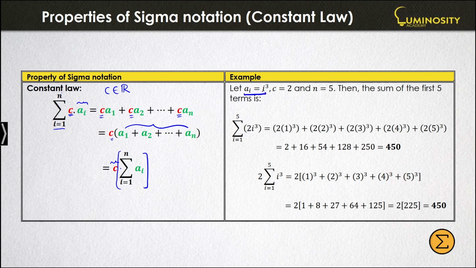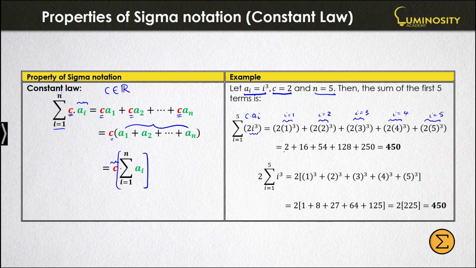Let a_i be i cubed, let c be the constant number 2, and let n equals 5. Then if you want to sum the first 5 terms of this sequence, the sum from i equals 1 to 5 of c times a_i, then if we did it normally, it would be 2 times, start at 1, that's i equals 1, so 1 cubed, plus 2 times i equals 2, so 2 cubed. Same for i equals 3, 3 cubed, i equals 4, 4 cubed, and i equals 5, 5 cubed. And all of those i terms are being multiplied by 2 after being cubed.